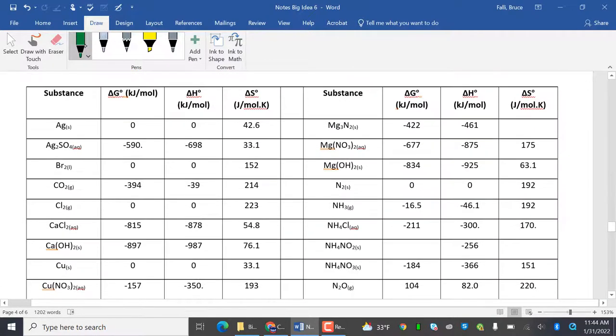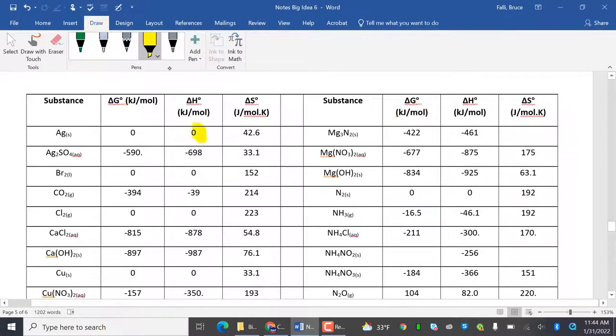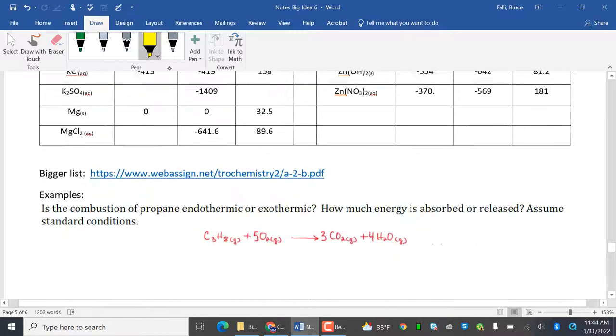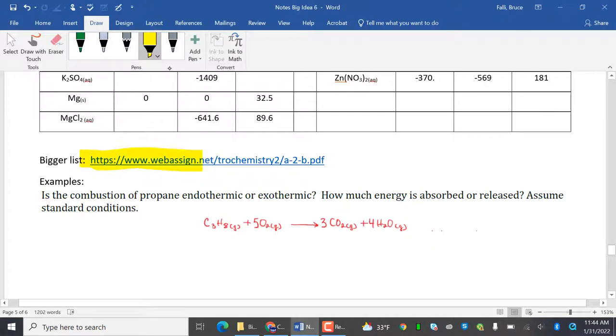Here's a monstrosity of a table that has all of our delta H's that we probably care to use. Now, if you find yourself stuck and you want more, that one's even bigger. I just didn't want to put that in here.